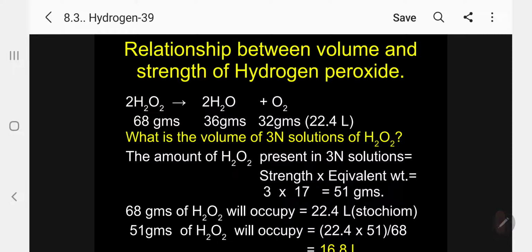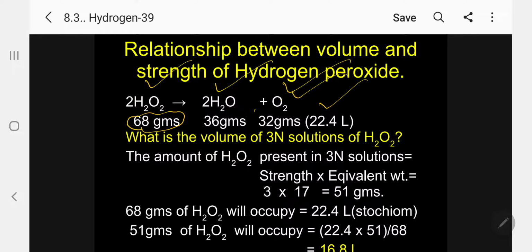Now, let me go for the other method. Another method, the stoichiometric method, I will also calculate this. Kindly follow. This is hydrogen peroxide, 2 moles, which on decomposition gives 2 moles of water and oxygen. So I will speak in terms of moles, volume and molar mass. In this equation, 1 mole of oxygen is produced. That means 68 grams of hydrogen peroxide is required to produce 32 grams of oxygen, or 22.4 liters of oxygen.